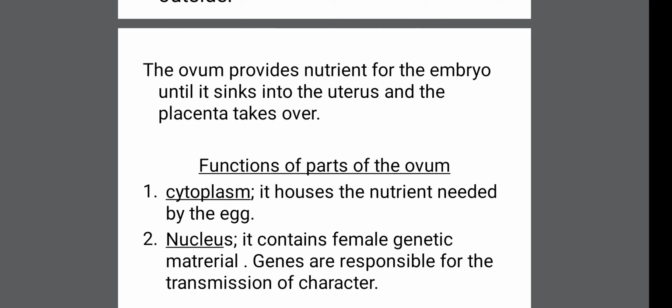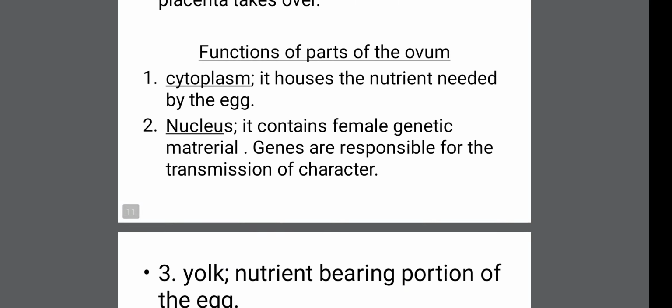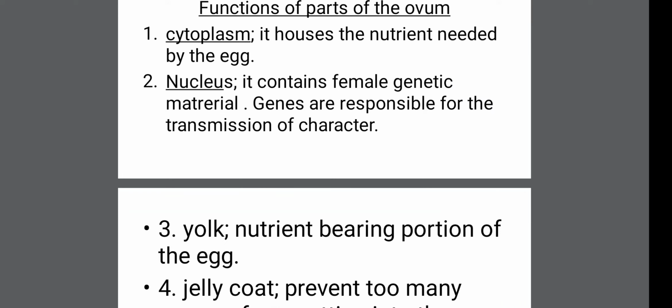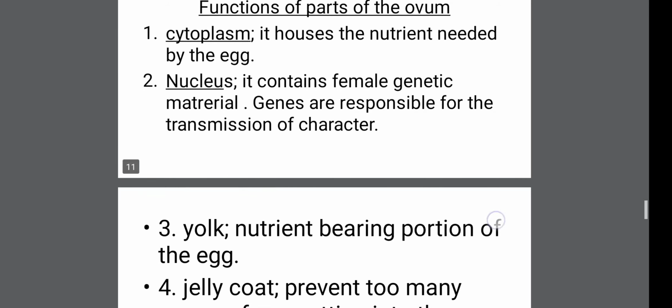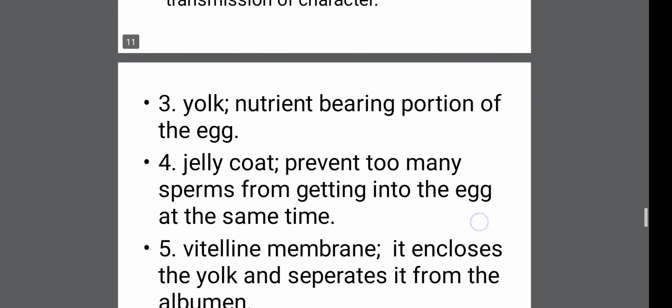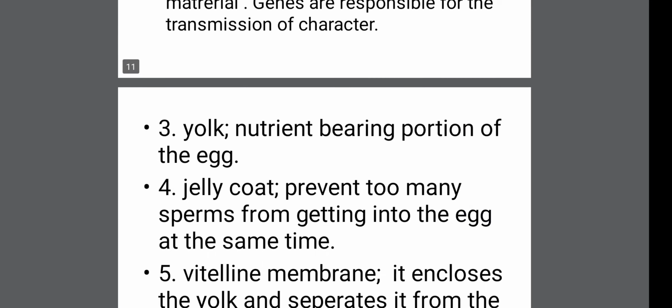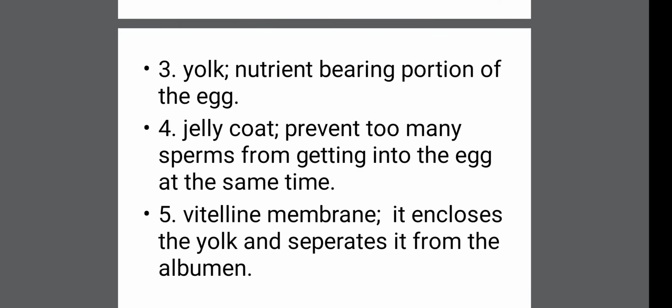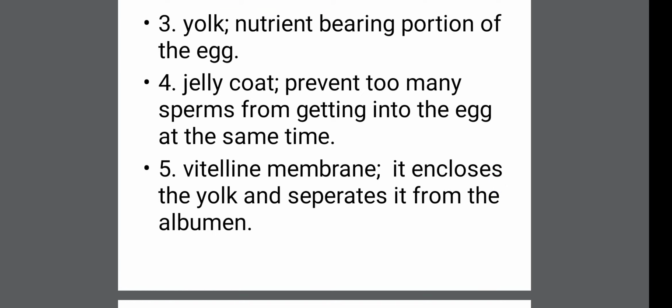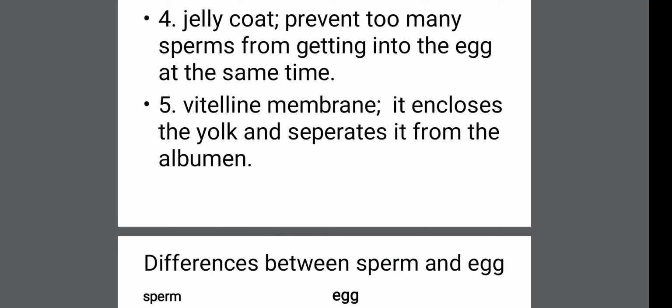Let's look at the functions of the parts of the ovum. The cytoplasm houses the nutrient needed by the egg. The nucleus, like I said concerning the sperm, is similar in the ovum. It contains the female genetic material, and genes are responsible for the transmission of character. The yolk is the nutrient-bearing portion of the egg. The jelly coat prevents too many sperms from getting into the egg at the same time, while the vitelline membrane encloses the yolk and separates it from the albumin.